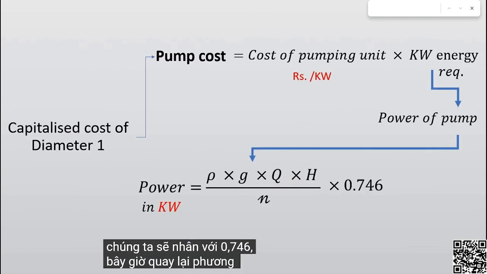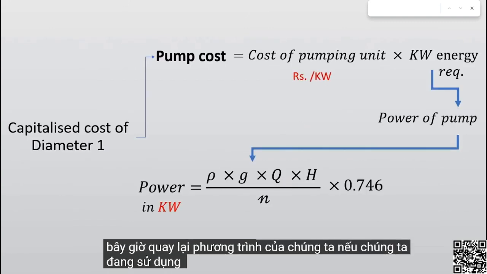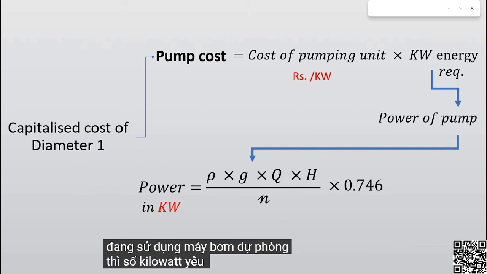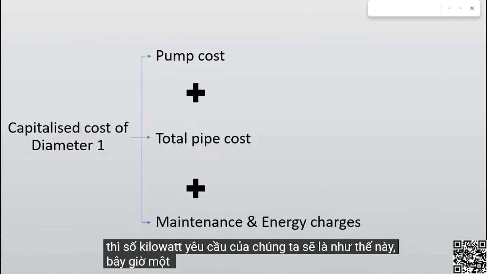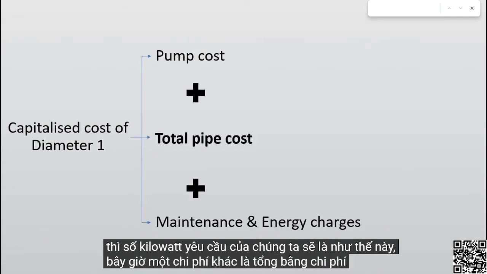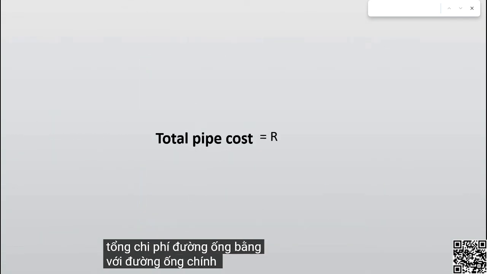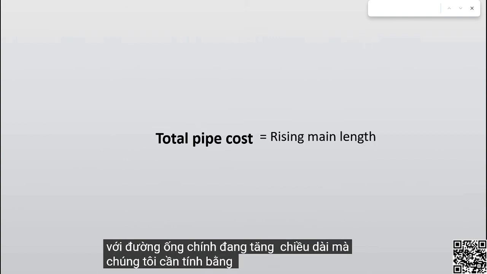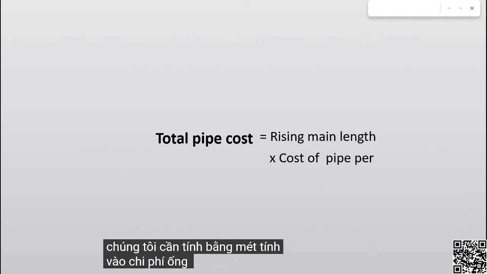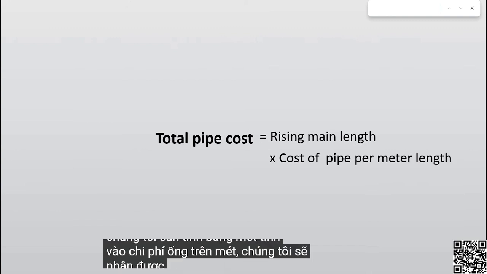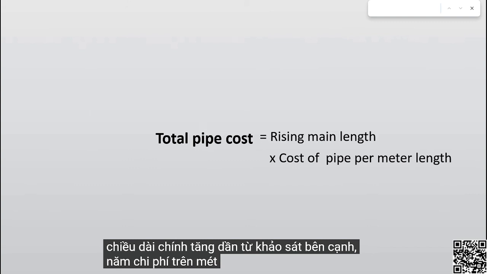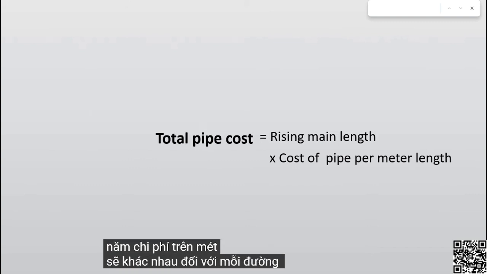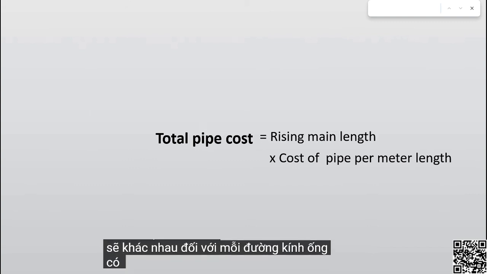Now coming back to our equation. If we are using a standby pump, then our kilowatt required will be this. Another cost is the total pipe cost. The total pipe cost is equal to the rising main length, which we need in meters, into the cost of pipe per meter. We will get the rising main length from the site survey. Pipe cost per meter will be different for each pipe diameter, which can be found out from the market.